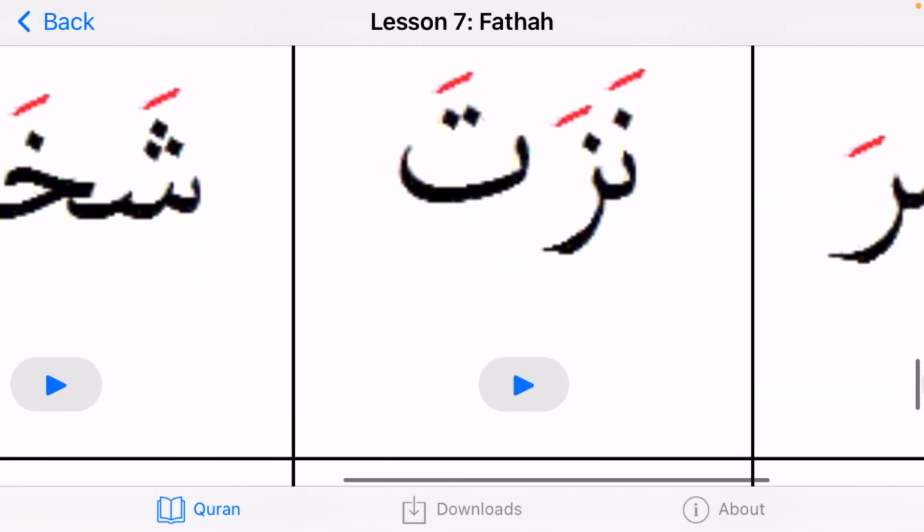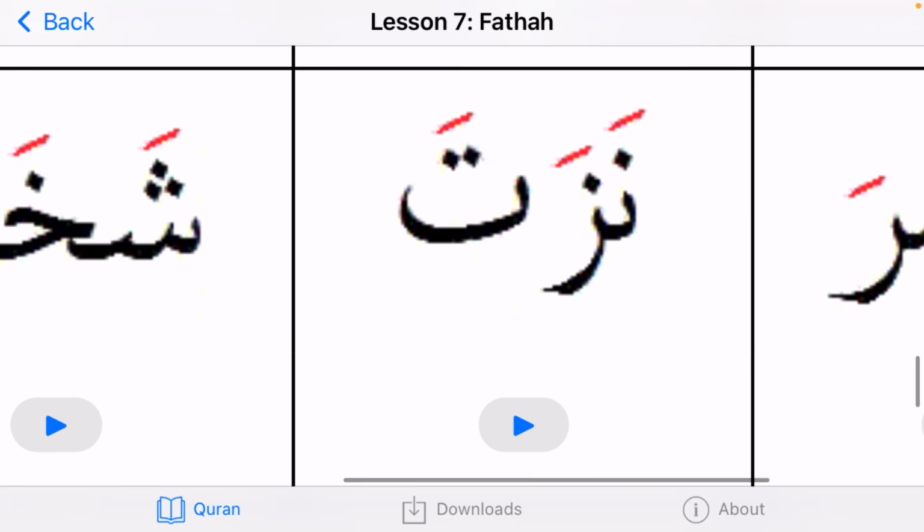Next word. We have nun, za, and ta. This is the only example we have so far where all the letters are empty mouth letters. So make sure you don't put full mouth or heaviness on any letter. This one is nazata, nazata, nazata. Each letter should be pronounced with an empty mouth. Nazata.